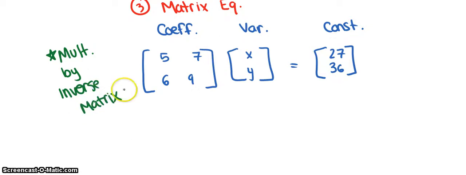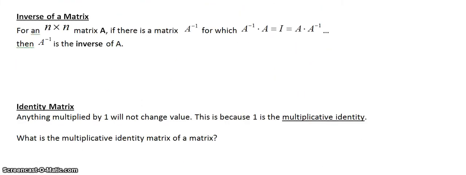So let's go ahead and figure out how to find an inverse matrix, and then we can finish solving this problem. So what is an inverse matrix? This is the formal definition. Essentially what it says is if you have a matrix A, a square matrix, n by n, so that means 2 rows, 2 columns, 3 rows, 3 columns, 4 by 4, whatever it is, then there's a matrix A to the negative first, but that means A inverse, for which if you multiply A inverse by A, you will get the identity matrix.